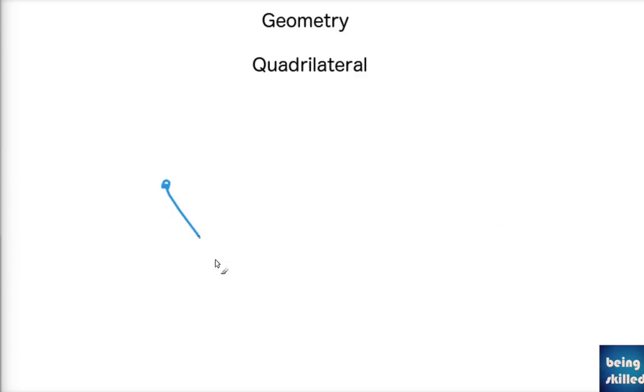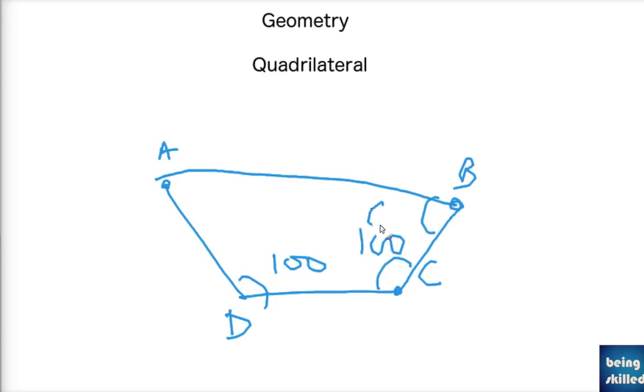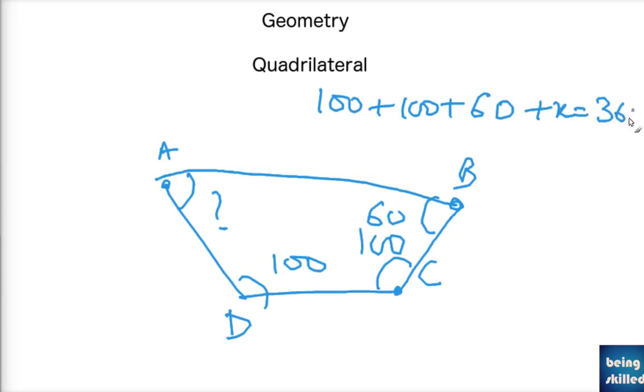So suppose we have a figure, and we are given a few angles. Let's say this is A, B, C, D, and this is 100, this is 100, this is 60. What will this angle be? So it will be 100 plus 100 plus 60 plus x equals 360 degrees. 260 plus x equals 360 degrees. x equals 100 degrees.